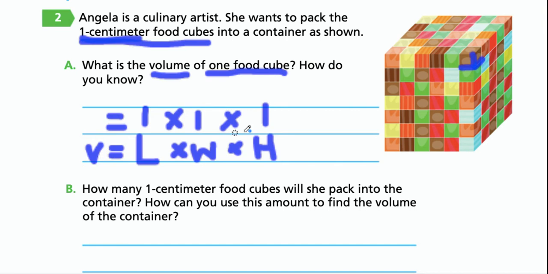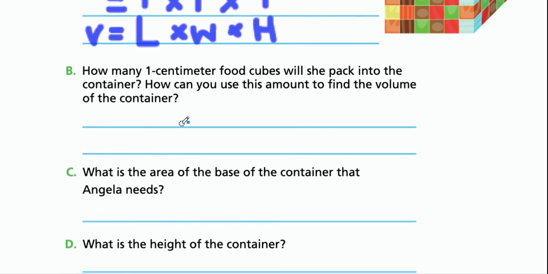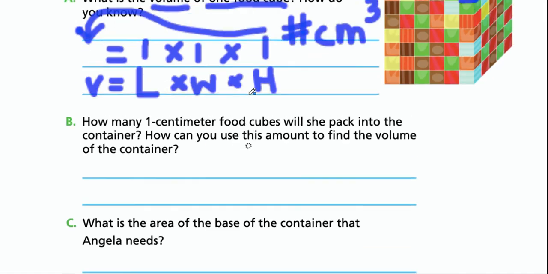And remember, because this is a centimeter, we're going to label it centimeters. And then we're going to put our cubed up here because we just multiplied 3 different sides by one another. So whatever your number answer is going to be, you're going to put that over here, and then centimeters cubed. That would be whatever you would get when you multiply those 3 dimensions by one another.